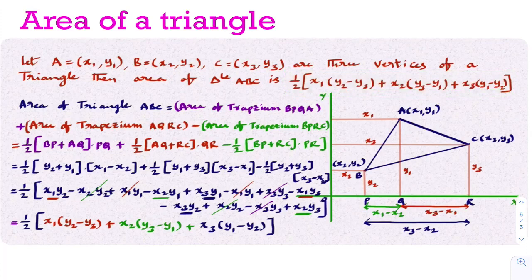To memorize this formula, we have a trick. What is the trick? See here, you go with the cycle 1, 2, 3. Next 2, 3, 1. Next 3, 1, 2. Try to understand 1, 2, 3, 2, 3, 1, 3, 1, 2. Following a cycle pattern. In the beginning, x coordinates will be there, x1, x2, x3. Here in brackets, difference of y coordinates will be there. So you can easily memorize this formula. Half into x1 into y2 minus y3 plus x2 into y3 minus y1 plus x3 into y1 minus y2.